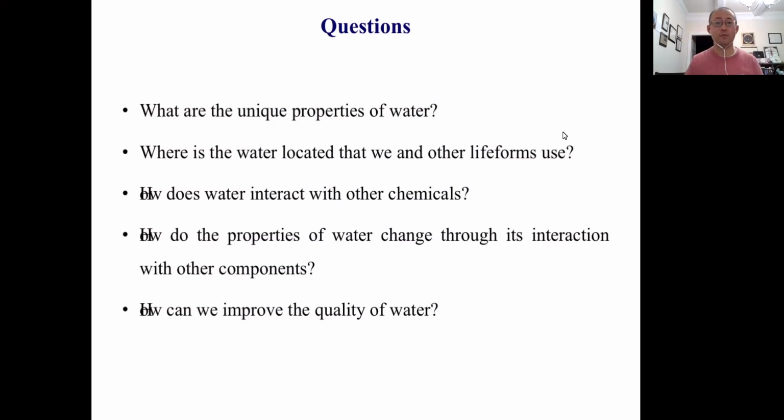And in the second half, we want to talk about how the properties of water change through its interaction with other compounds, and also how we can improve the quality of water. So let's take a look at some data, some charts, and some numbers to give you an overall picture of the water for life.